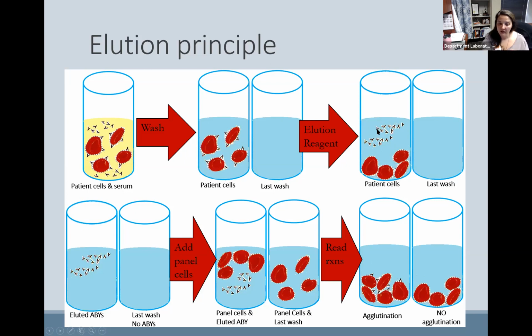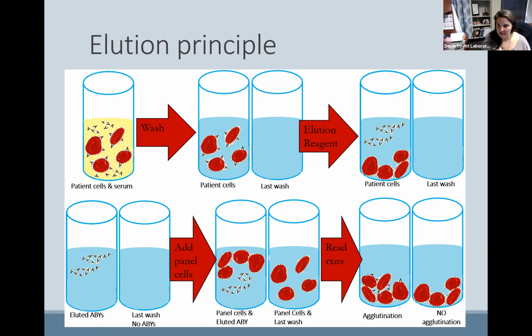All right, so then you'll take your antibody that has been eluted off the cells, and your last wash from your series of washing. Then you're going to run it against your panel cells. Okay, so you're adding in panel cells. This antibody, if the antigen is on the red cells, we will have agglutination. Remember, there's no antibodies in the last wash, so our last wash will be negative, okay? If that antibody matches up with the antigen present on our panel cells, we will have agglutination. We will be able to identify what antibody is coating patient cells.